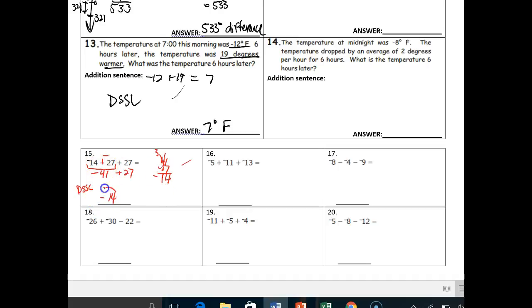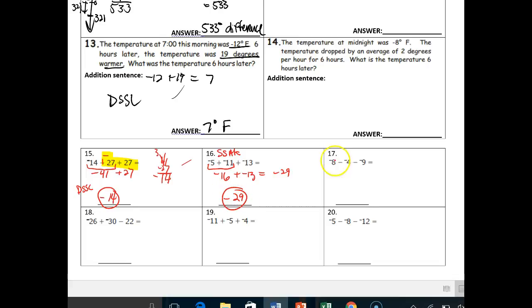Now there's another way you could have done this problem, and maybe right off the bat you could have realized, hey, I have negative 27 and I have positive 27, and I could have actually made that to be 0 and then said, oh, I just have negative 14 left, and that's how I got my answer of negative 14. That's another way. Number 16, notice they're all negatives, no minus sign, so SSAK, add them all up. Negative 5 plus negative 11 is negative 16. Negative 16 plus negative 13 gives you your answer of negative 29.